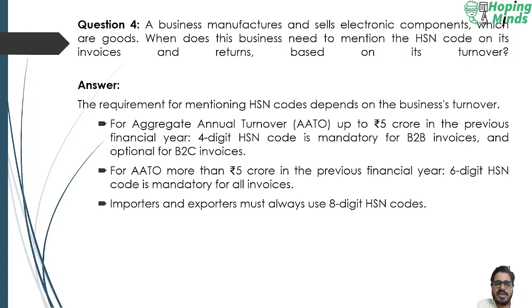So in the first point, we have aggregate annual turnover up to rupees 5 crores in the previous financial year. A 4-digit HSN code is mandatory for B2B invoices and optional for B2C invoices. With effect from the return for the month of June 2025, the requirement for mentioning HSN for unregistered supplies is also mandatory. You will not be allowed to proceed with filing the GSTR-1 return if you have entered data in the B2C segment but have not entered the HSN details of the B2C segment.